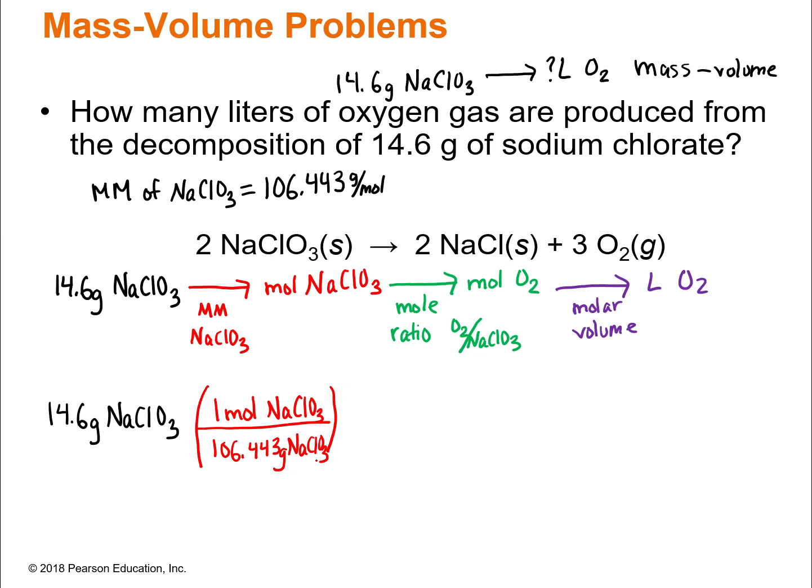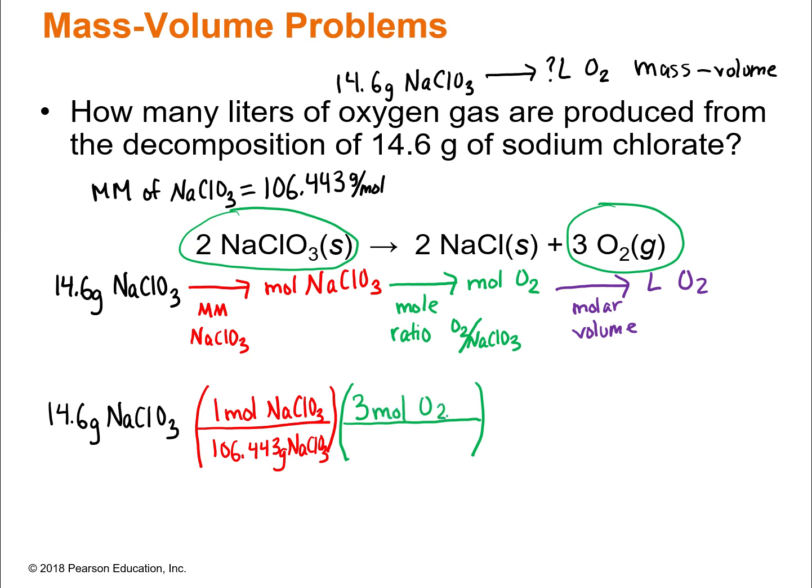This is our first part, getting to moles. The second part is the mole ratio. I want you to tell me what the mole ratio is. 3 to 2. 3 moles of oxygen gas. Because remember, our A and B, it's B over A. So 3 moles of oxygen gas, 2 moles of sodium chlorate.